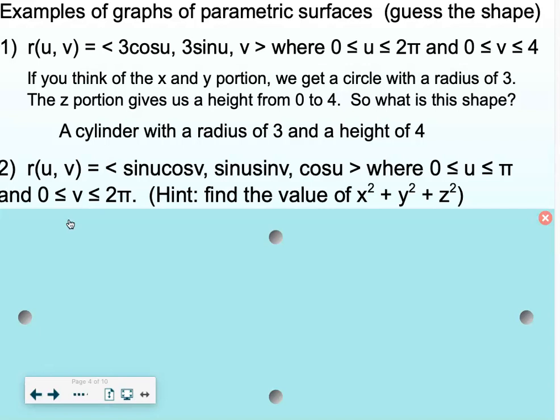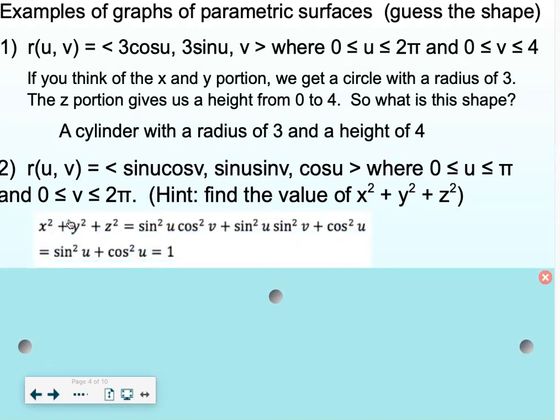All right, what shape do you think of when you see x squared plus y squared plus z squared? A sphere, right? This is a sphere.